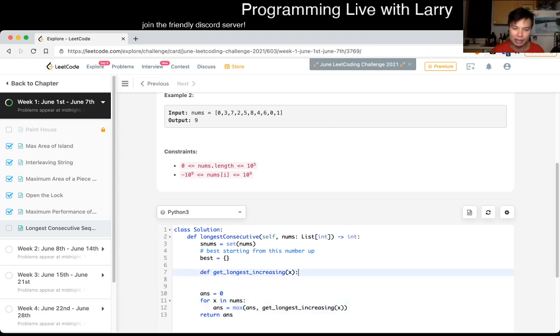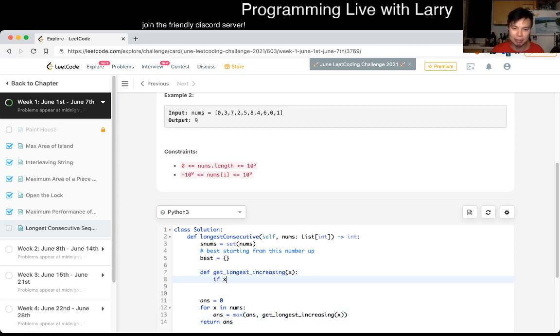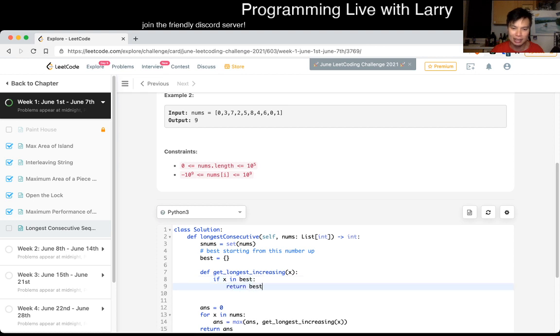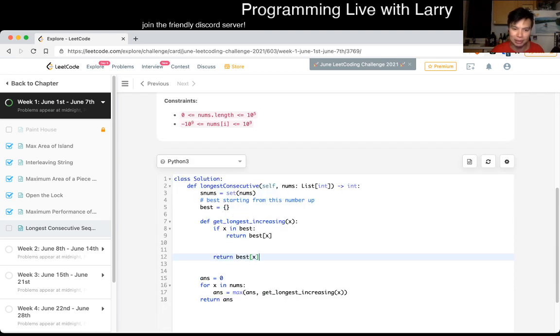And this one we do want to cache. So if x is in best, we return best of x. Otherwise, we return best of x at the end, but obviously after we do stuff.